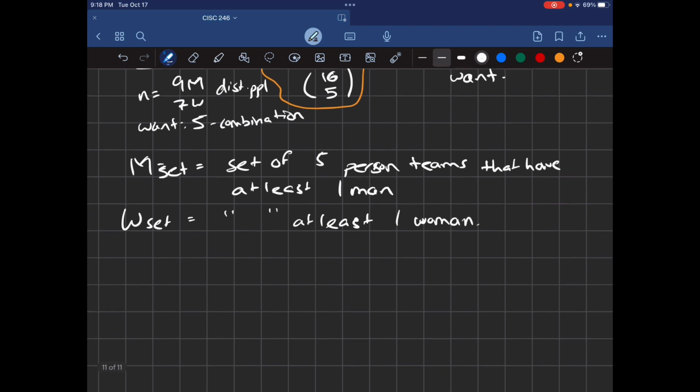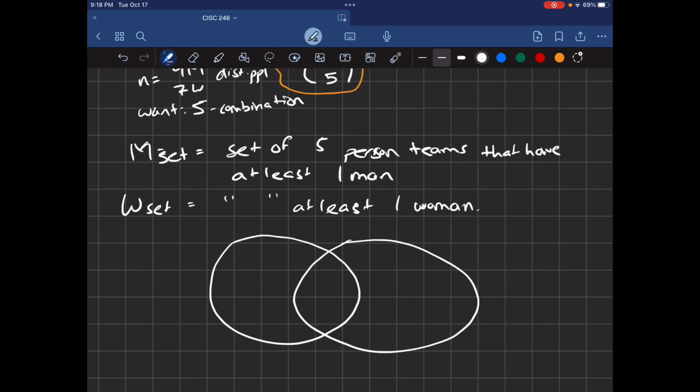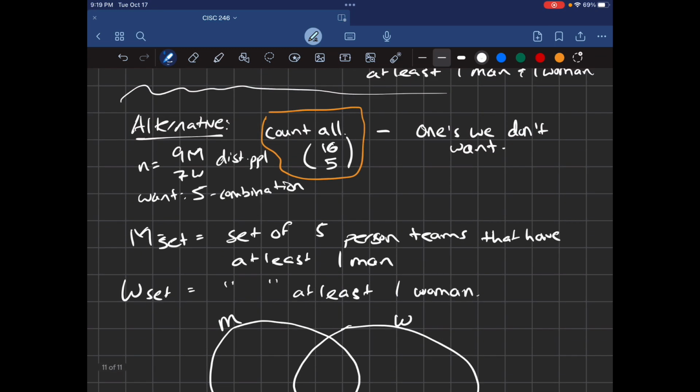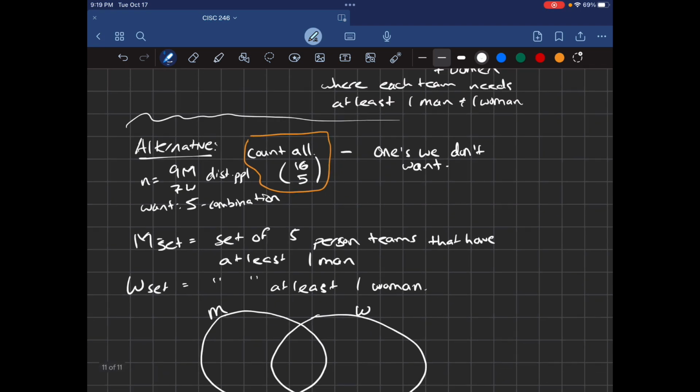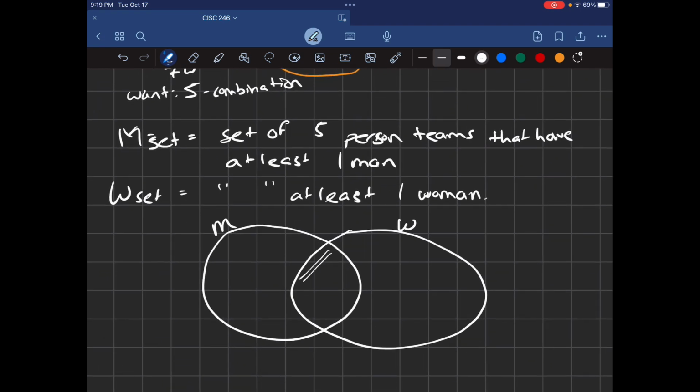And so before, we had this Venn diagram situation. So this is M and this is W. And what we want is the teams where there's at least one man and one woman. So we're really after this intersection here.